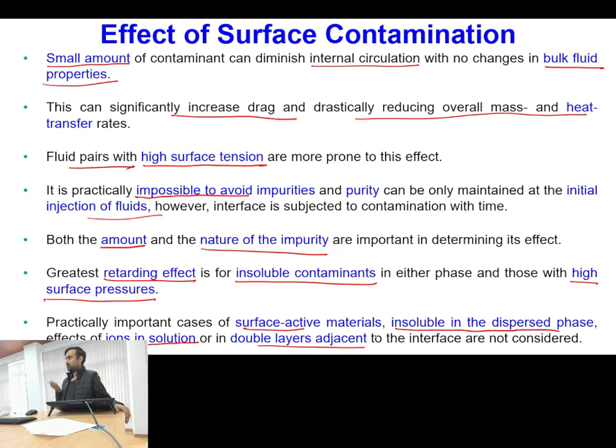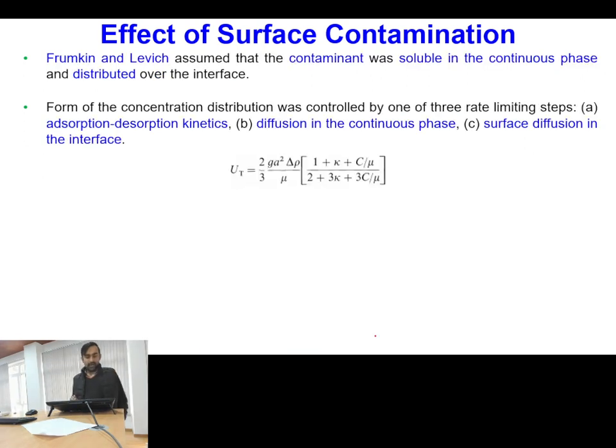These types of systems are dealt with slightly differently. Okay. So Frumkin and Levich have assumed that the contaminant was soluble in the continuous phase and distributed over the interface. So any contaminant which is soluble in the continuous phase can have chances to get adsorbed to the interface, but it will not diffuse into the dispersed phase if it is insoluble in the dispersed phase. So that's why it will try to accumulate near the interface only. So this was the first assumption.